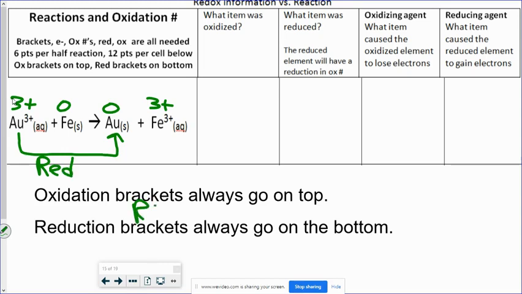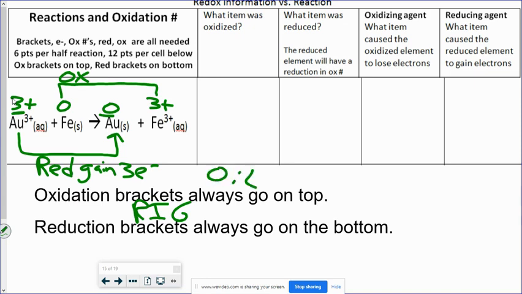Remember, reduction, R-I-G, reduction is the gain. So gain, and to go from a 3 positive to a 0, that's 3 electrons. The iron, therefore, since it changes oxidation number, must be the one that's oxidized. So we go oxidation, and remember, oil, oxidation is the loss of electrons. So lose or lost, however you want to go about it, 3 electrons. So if we did a good job with our brackets, we can easily fill in these 4 boxes.